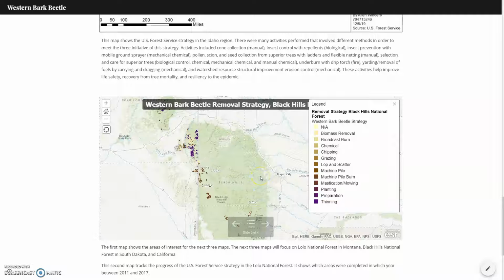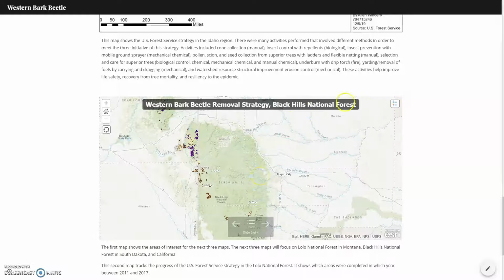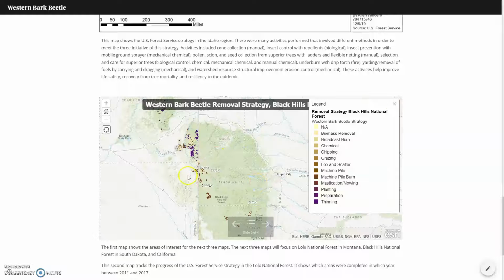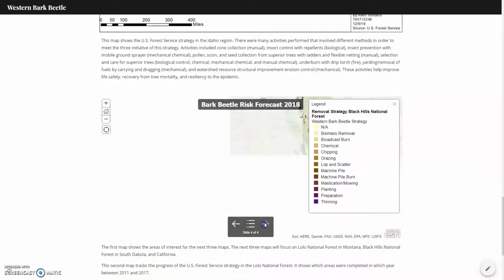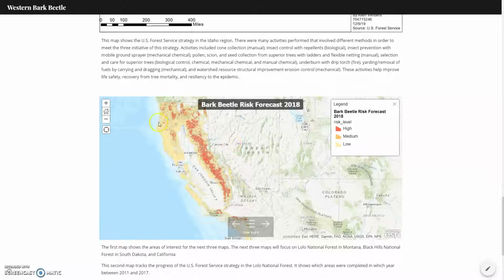Next, this shows the Black Hills National Forest, which is in South Dakota, and how they decided to combat some of the western bark beetle infestation, from chemical, chipping, machine pile burn, a lot of different things. And then this is a pretty recent map showing the bark beetle forecast risk level in California. You can see it's a lot in this forested region over here.